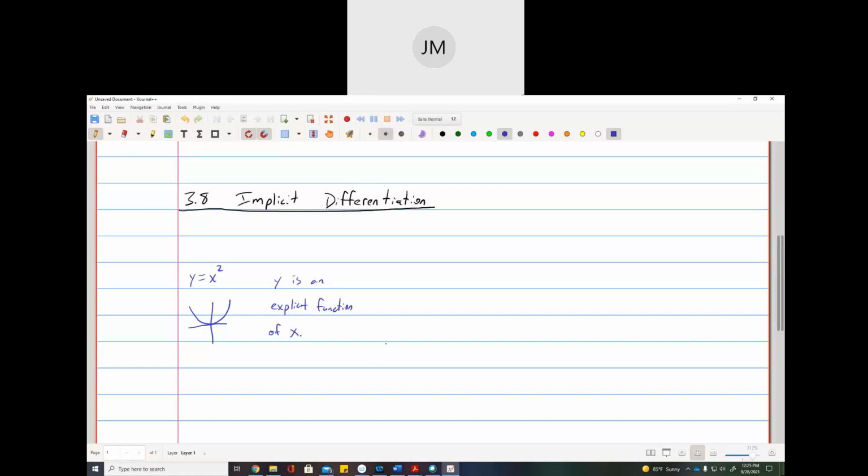Okay. If I were to write something like x squared plus y squared equals 4, and we'll draw a graph, that's just a circle centered at the origin with a radius of 2. This is not written like y equals a function of x.